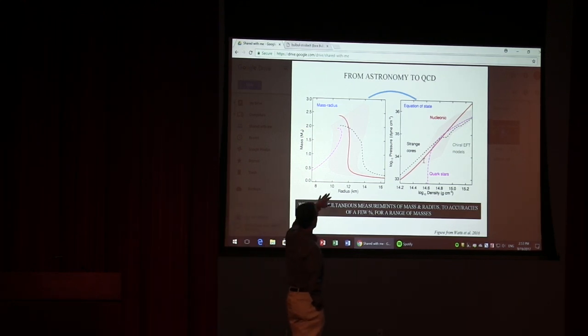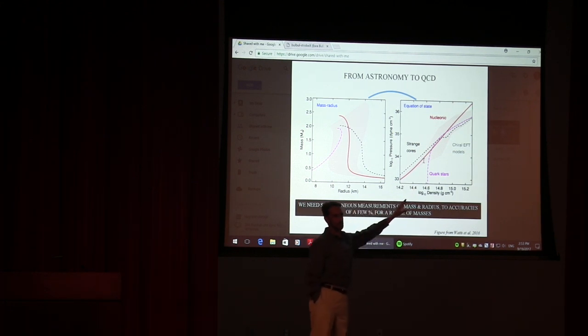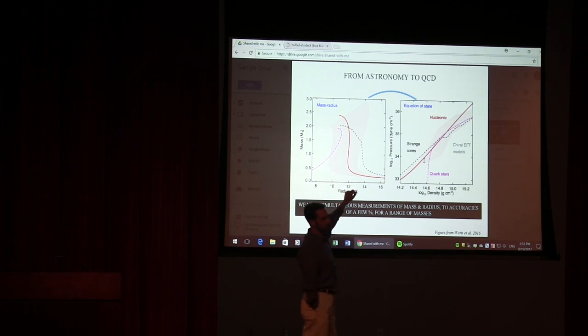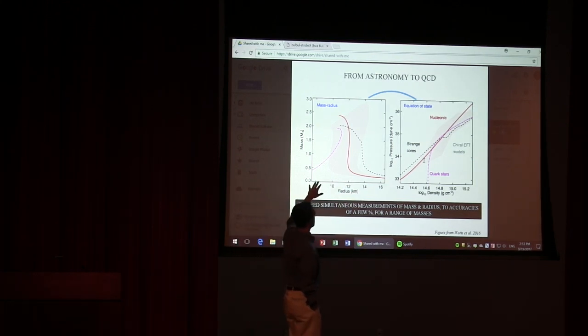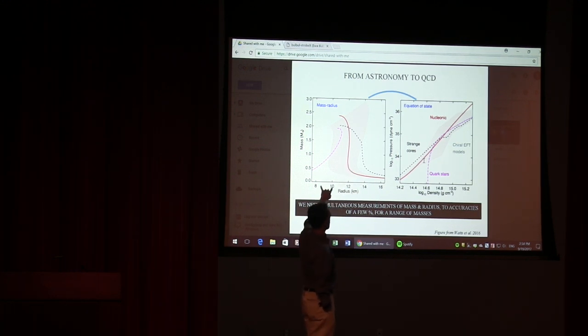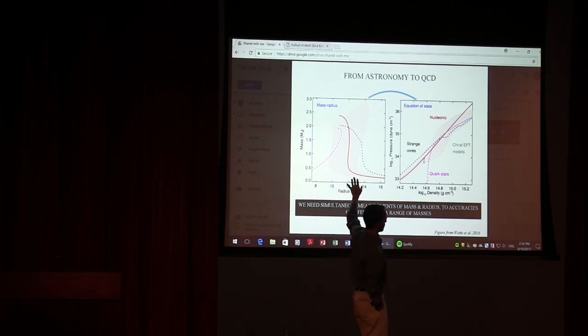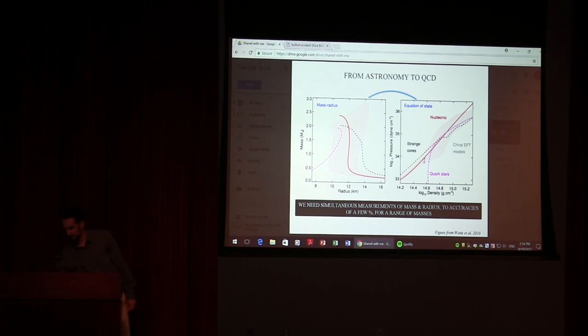So the colored curves here represent doing the inverse of what that blue arrow is, using an assumed equation of state to derive the mass-radius relationship that will be seen in a compact star. And that's what these curves represent. If we can actually pin down measurements, small blobs, small error circles in the mass-radius plane through observation, we can translate that back into our knowledge of the equation of state.